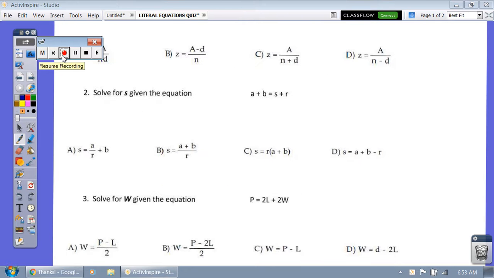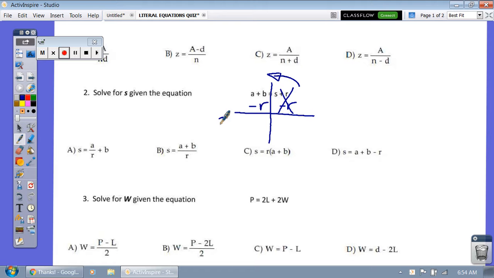2, solve for s. So we need to get s by itself. This one is just going to take us one step. We're just going to subtract r to the other side because s is on the right, so we need to move everything to the left. So we're going to do opposites. We're going to subtract r here. So we're left with a plus b minus r equals s. So that is our answer. A plus b minus r equals s. There we go.